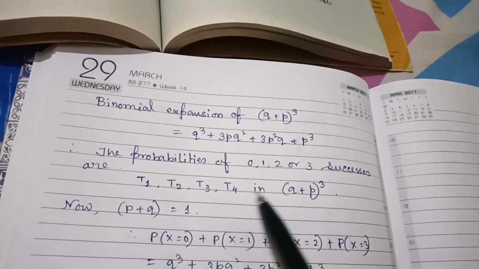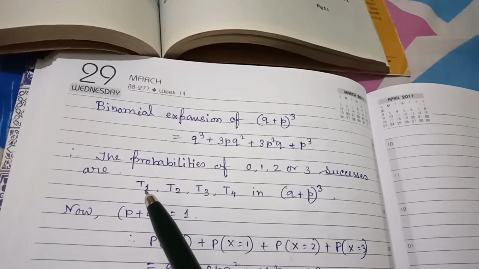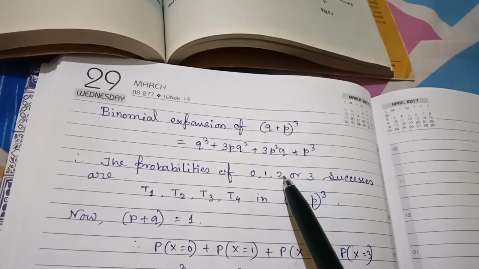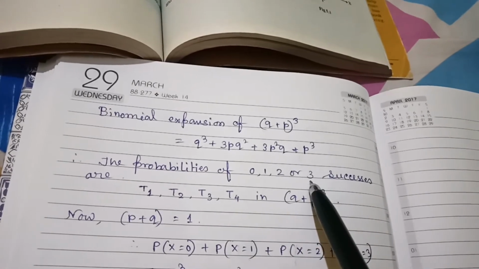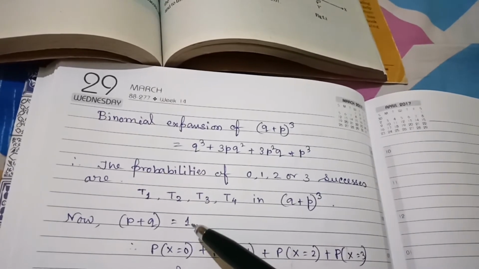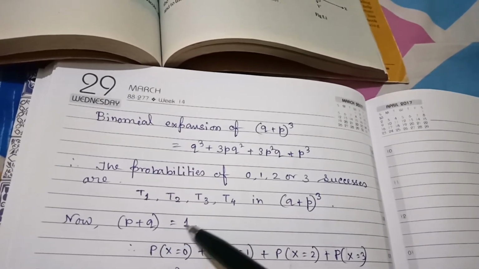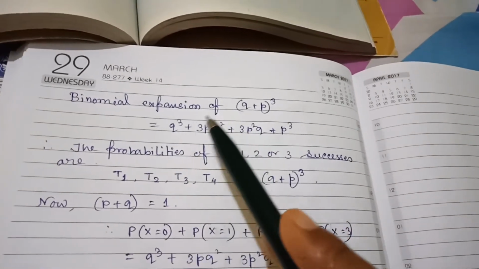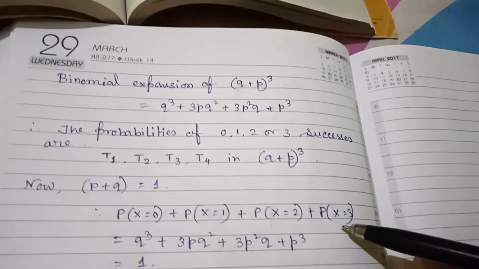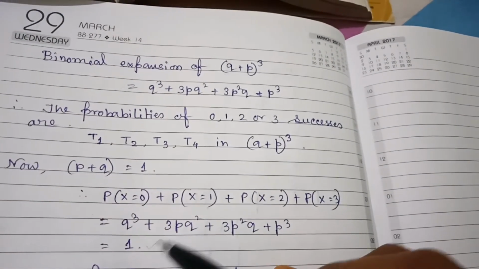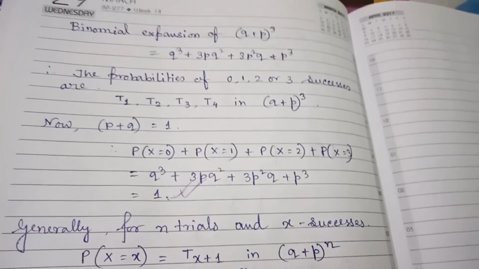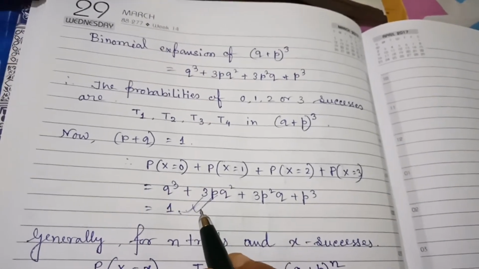Can you see a particular pattern? 0 success, first term, 1 success, second term, 2 successes, third term, 3 successes, fourth term. Now we all know that P plus Q is equal to 1 because success and failure probabilities always give you 1. So we can write P of X equals to 0 plus P of X equals to 1 plus P of X equals to 2 plus P of X equals to 3 in this probability distribution, and we are getting finally 1. So this is verified because it is the probability distribution of a random variable. It must be verified, so we have verified it.